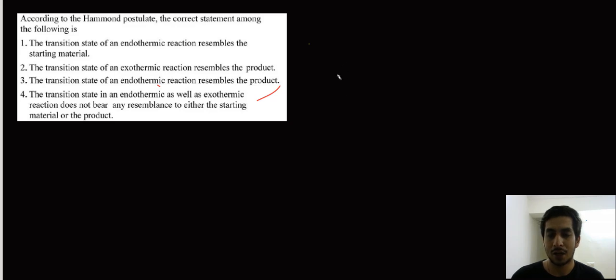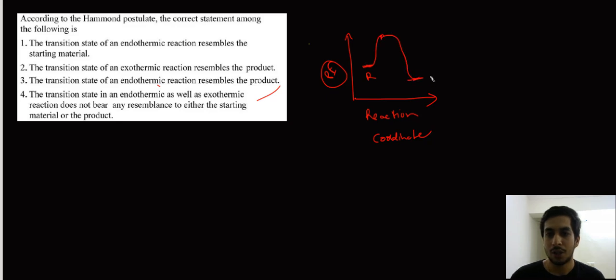What exactly the Hammond's postulate is, is basically like a transition state diagram, where over here we have the reaction coordinate, or how the reaction progresses, and over here we have the potential energy. Let's say we have a reactant over here. That reactant goes through a transition state and then we get a product. This is the transition state over here, of some energy.